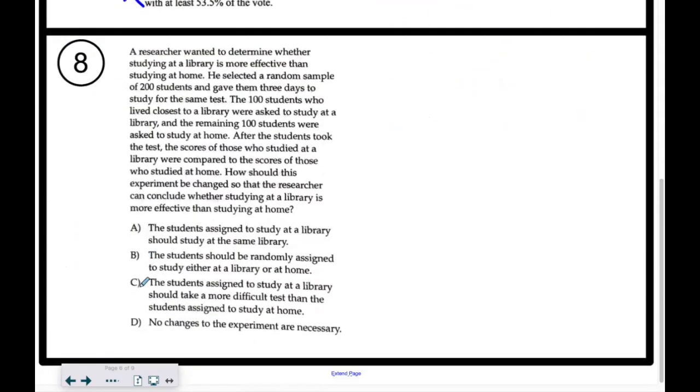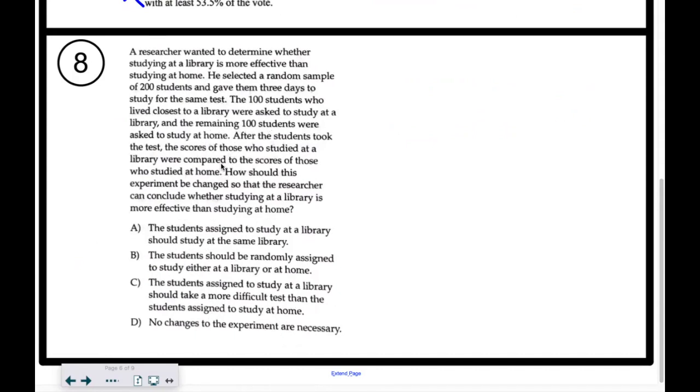All right, number 8. So we kind of skim here. We want to know whether their library is more effective than home. They select a random sample of 200. That's great. But so that's sampling, right? So then it looks like what we're doing is an experiment because there's 100 students who study at the library and 100 students study at home, and then they compare them, right?